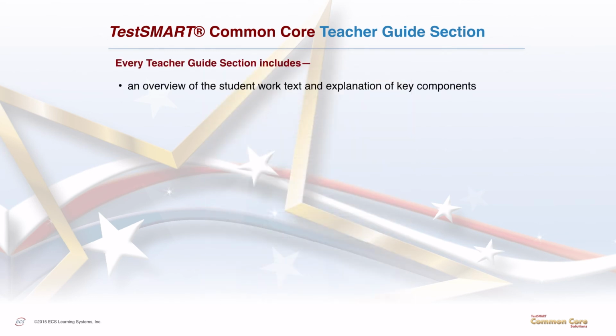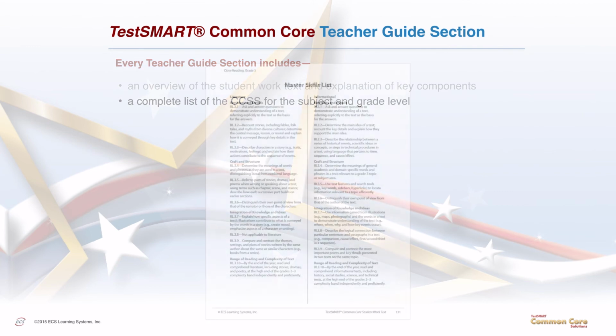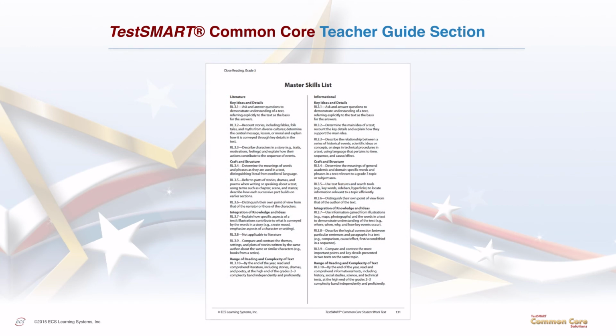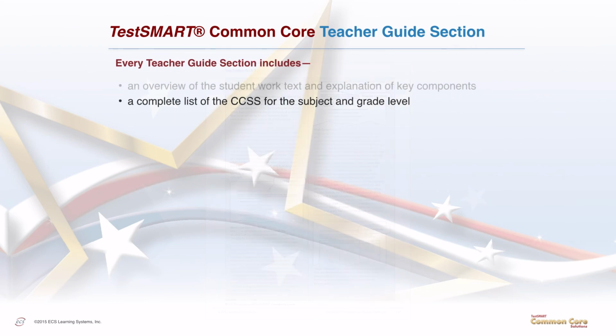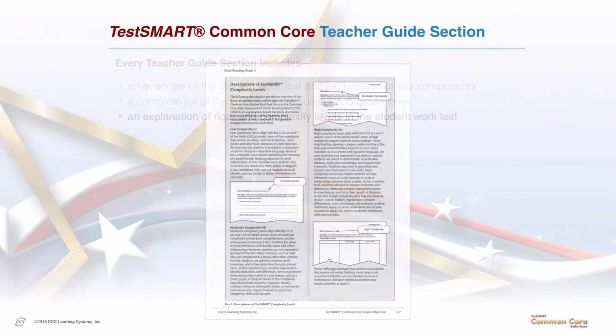For the close reading series, key components include reading comprehension passages, read and respond questions, and other activities correlated directly to the Reading Common Core standards. For the mathematics series, key components include introductory and explanatory pages, guided examples, and other lesson features. A complete list of the Common Core state standards for the subject and grade level. An explanation of rigor and complexity levels based on Webb's depth of knowledge model.